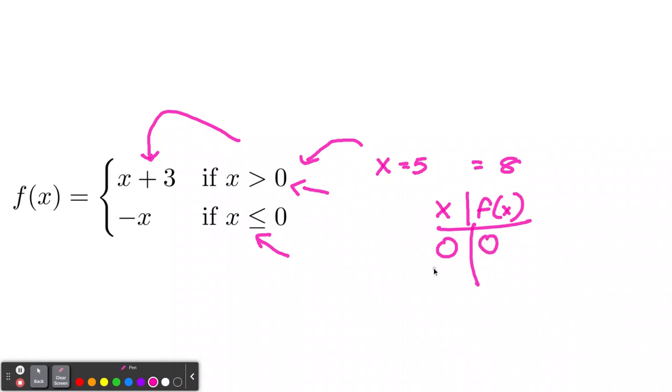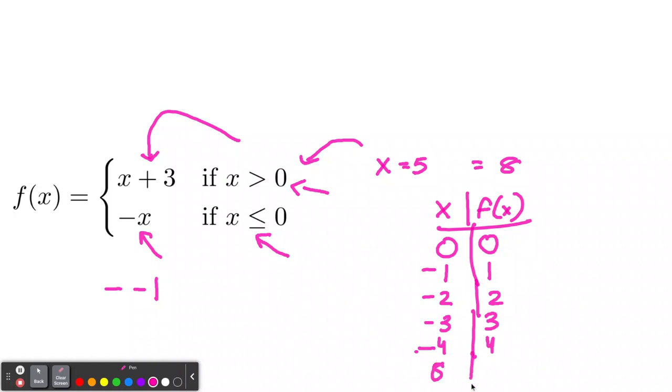If x is negative 1, well, negative 1 is less than 0, so we'll have to use this. And it'll be negative of negative 1 because it says negative x. In this case, it'll be 1. If it's negative 2, it'll be 2. If it's negative 3, it'll be 3. Negative 4, guess what? It'll be 4. Just following that. What if x is 8? What would it be if x is 8? Oh, you have to use the top one, right? Because x is greater than 0 when that happens. And it'll be 11, because 8 plus 3 is 11. Simple as that, right? So those are the conditions of the piecewise.